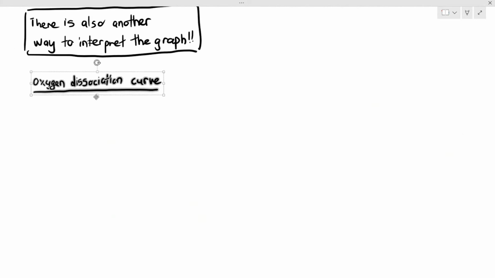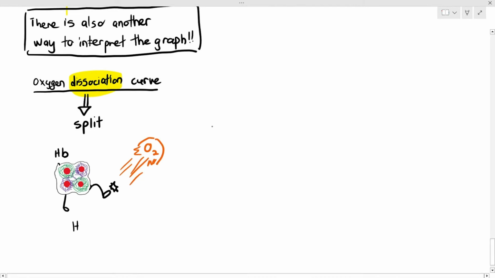However, what we have to understand is there is also another way to interpret the graph. I want you to see the name of this curve. The name of this curve is known as the oxygen dissociation curve, okay? Dissociation actually means split. What split am I talking about? The split that I'm talking about is when the hemoglobin kicks the oxygen away, okay? It splits itself from the oxygen, right? And this is what we want to talk about.